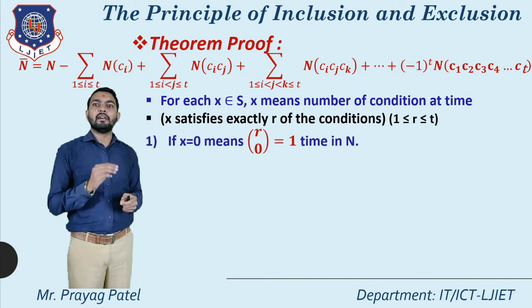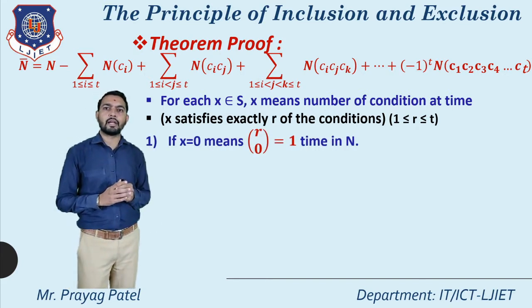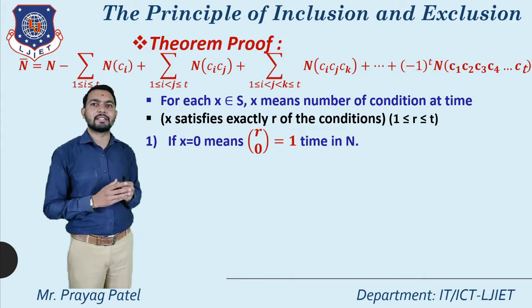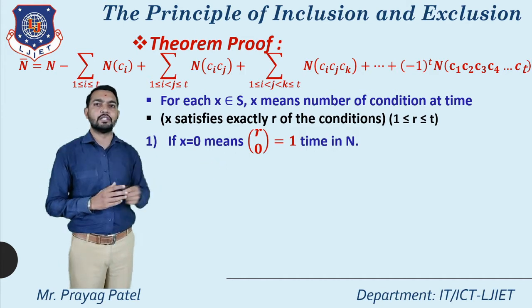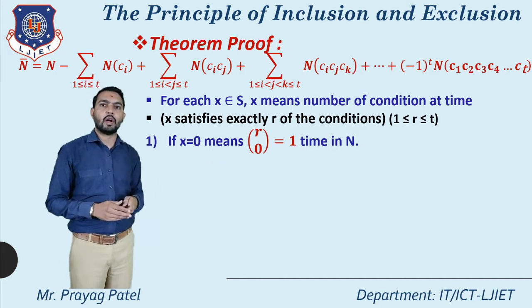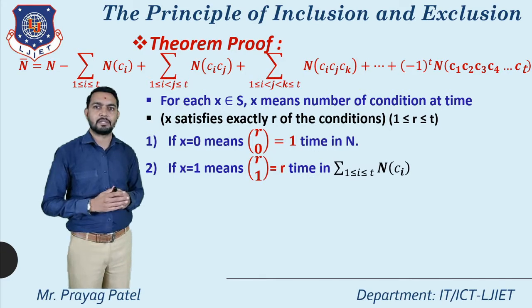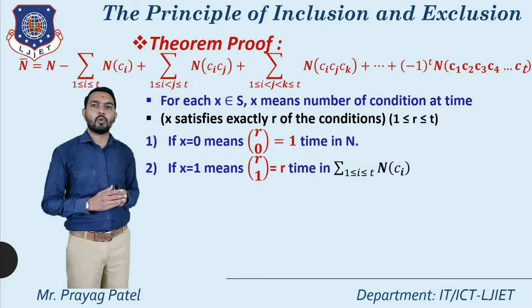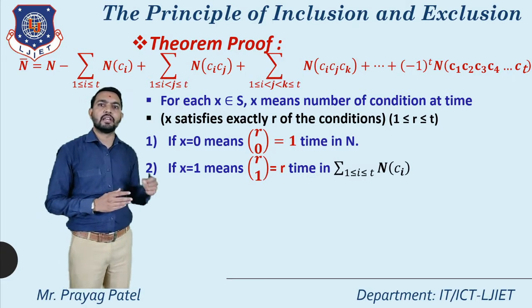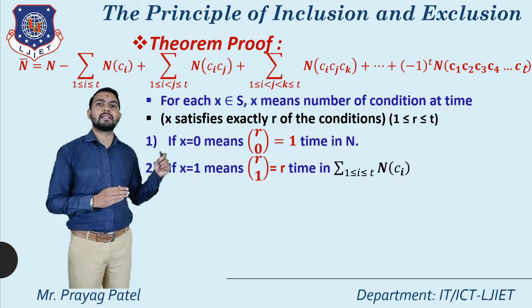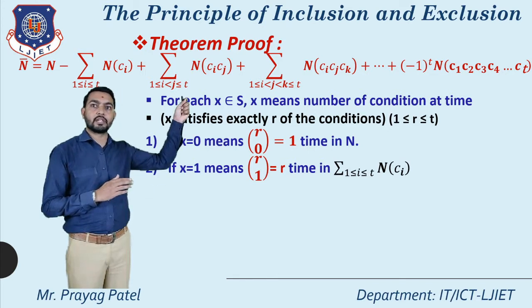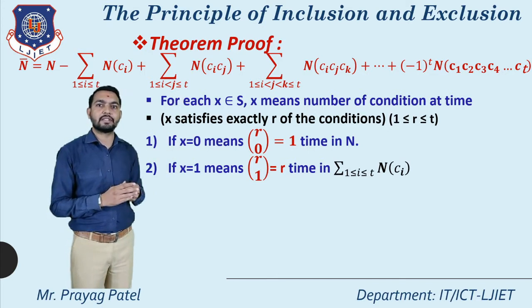Now for x equal to 0, that means no condition is satisfied. That means RC0, this representation is called RC0, and RC0 equals 1, so one time this condition is satisfied. Now if x equal to 1, that means RC1 is equal to r. So we can say that r times sigma 1 ≤ i ≤ t, NCi is satisfied. In this equation, how many times is a particular statement satisfied?